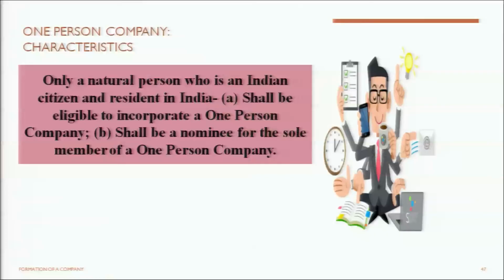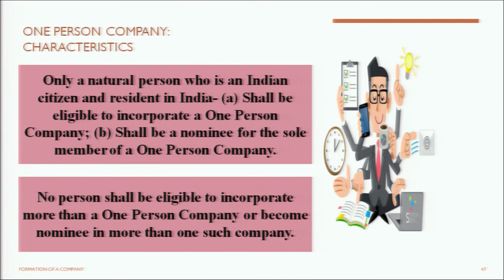So firstly, only a natural person who is an Indian citizen and a resident in India shall be permitted to incorporate a single one-person company and may be permitted to become a nominee of only one-person company. So if you want to incorporate a one-person company, you must be an Indian citizen and must have stayed in India for at least 182 days in the previous year, which is the condition for resident. So if these two conditions are met, you can incorporate one OPC or you may become nominee of the one OPC. You may also incorporate one OPC and may become nominee in the other OPC, but not more than that.